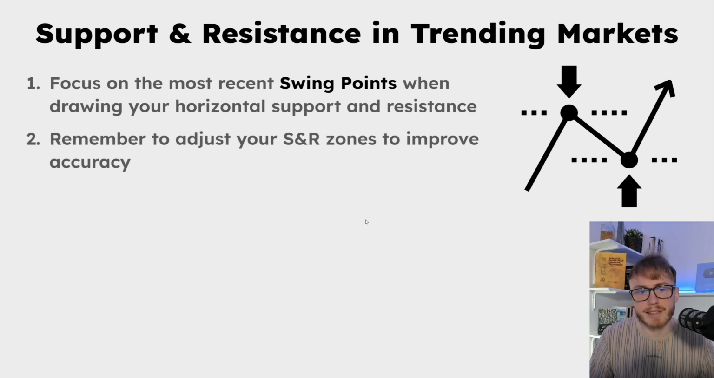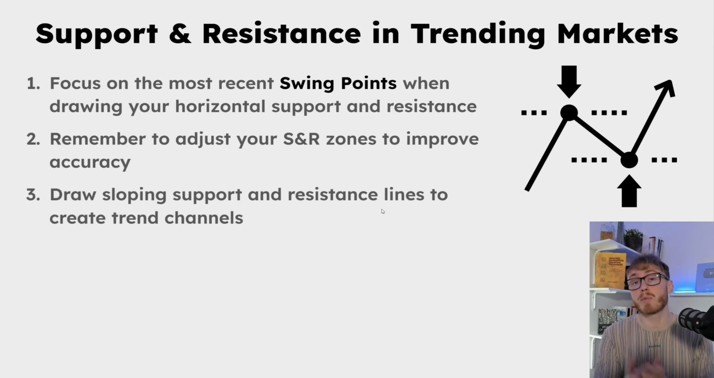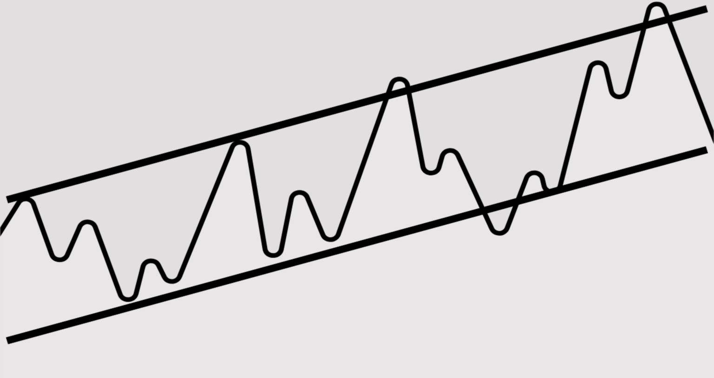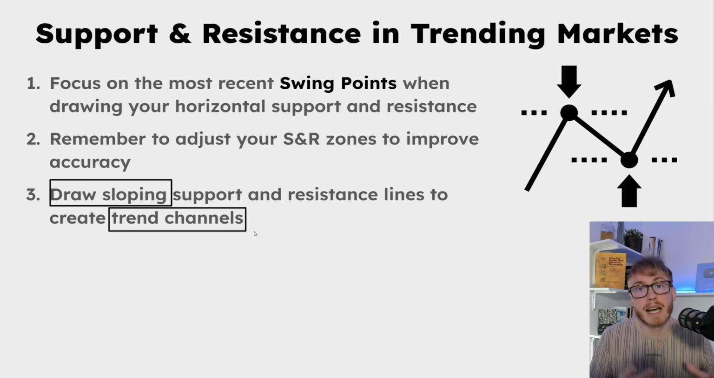The next rule here is that we need to remember to adjust our support and resistance zones to improve the accuracy of these zones. This rule is pretty similar to what we talked about in ranging markets. And last but definitely not least, when it comes to trends, we can also draw sloping support and resistance lines, and by doing that, we can create trend channels. So we are also going to take a look at exactly how to draw your trend channels. But now let's jump back into TradingView and take a look at a real life example.